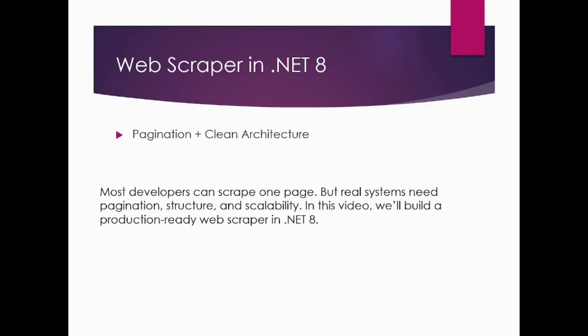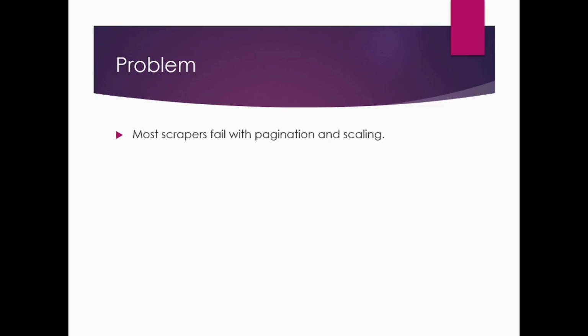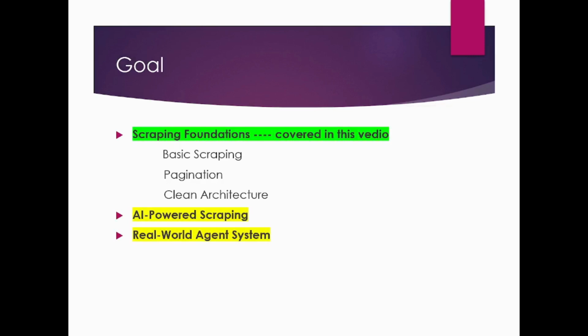Most developers can scrape one page, but real systems need pagination, structure and scalability. In this video, we will build a production-ready web scraper in .NET 8. Most scrapers fail with pagination and scaling. In this video, we are doing the green one, the scraping foundation, where we show how to do basic scraping, how to use pagination, and how to use clean architecture.